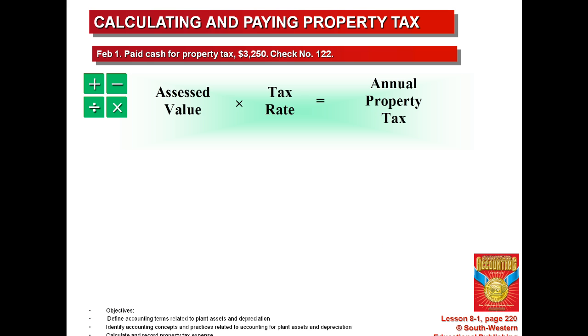So this is a really basic example, but what we're saying is you take the assessed value of the property or the asset, whatever it is, you multiply it by the tax rate, and then you get the annual property tax. And this is not actually this easy. The way that we're doing it is basic.